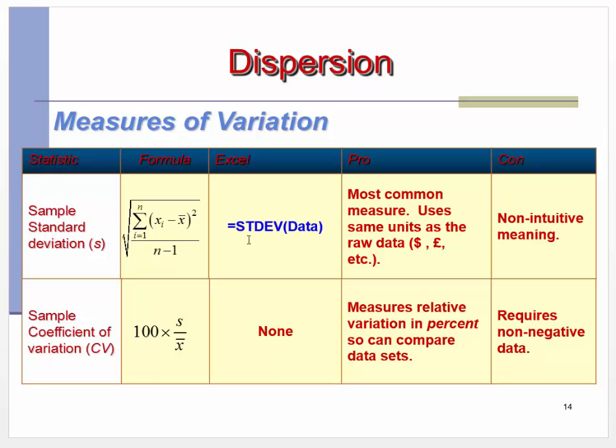In Excel, you can get that by =STDEV(data range), and you get the standard deviation. Now this is the most commonly used measure. It uses the same unit as the raw data. If the raw data is in dollars, the standard deviation is in dollars.